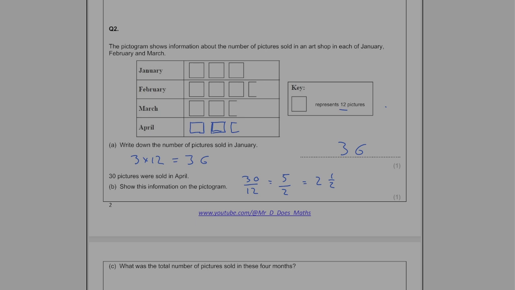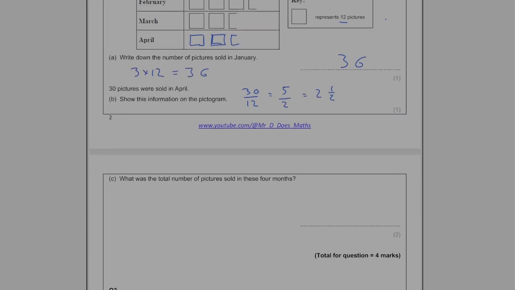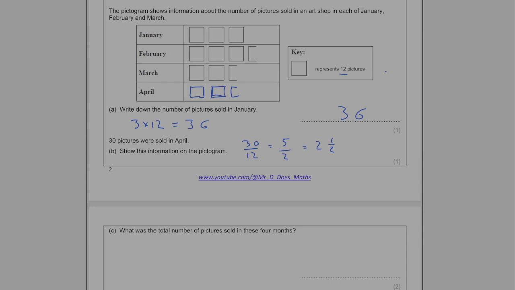If I had a ruler, I would take a bit more time and just draw that a little bit more neatly. Part C, what is the total number of pictures sold for these 4 months? So the total, I could work out the total for each month and then add them together. I'm going to do it in terms of the pictograms though. So we've got 1, 2, 3, 4, 5, 6, 7, 8, 9, 10 full squares.